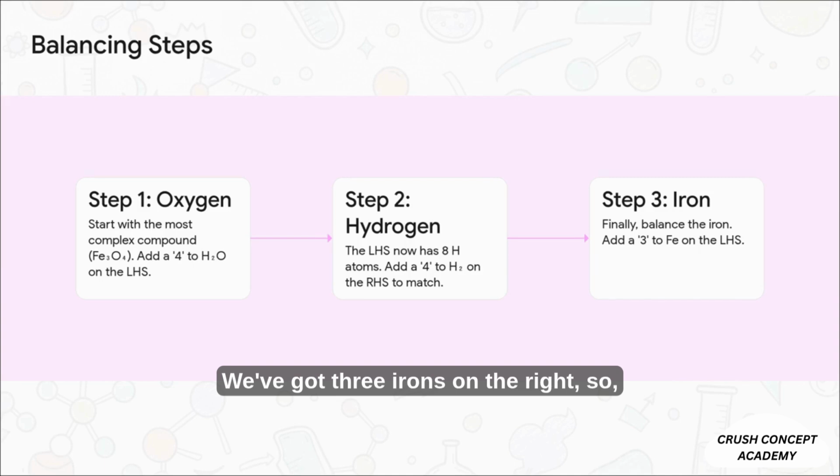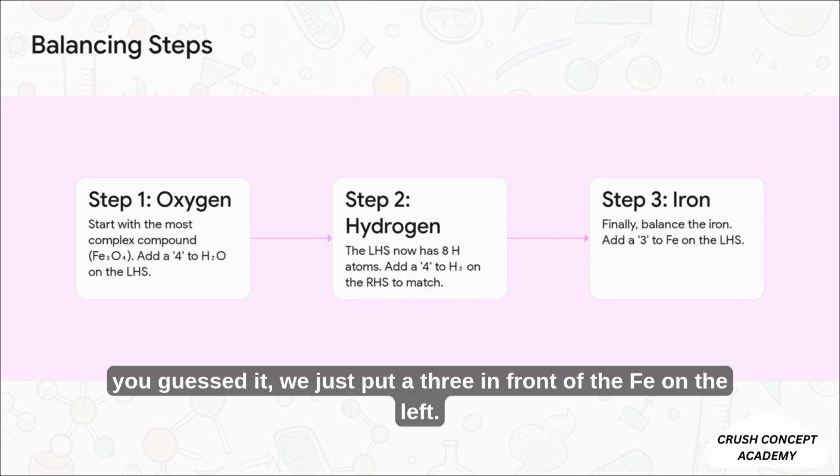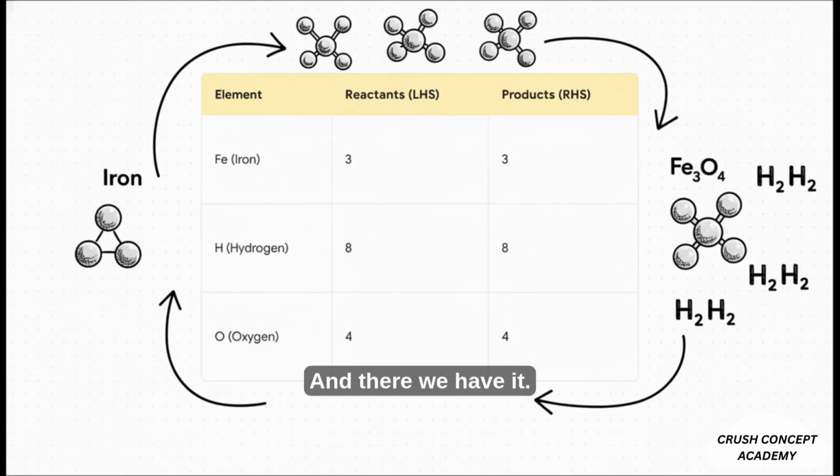We've got 3 irons on the right, so, you guessed it, we just put a 3 in front of the Fe on the left. And there we have it, our final, beautiful, balanced equation. 3Fe plus 4H2O gives us Fe3O4 plus 4H2.